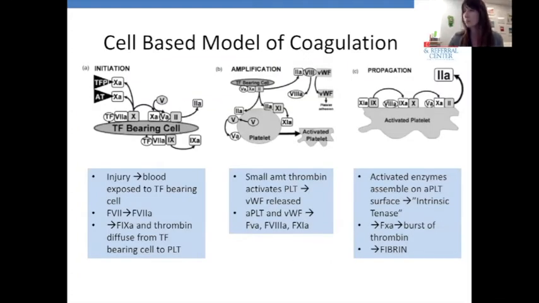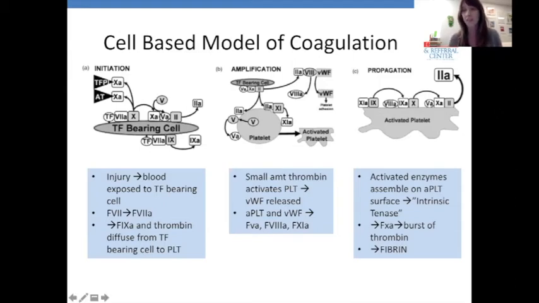So because PT and PTT are not perfect tests, and because assessing platelet numbers is not a perfect test, you have these imperfect tests trying to evaluate a patient with clinical bleeding, you have to come up with another type of model other than the cascade model, which correlates with those testing modalities that we just talked about. And the other model that we're going to talk about, which really helps incorporate the cells and the contribution of the cells to clotting, is the cell-based model of coagulation.